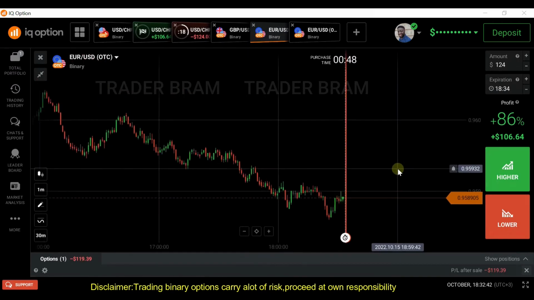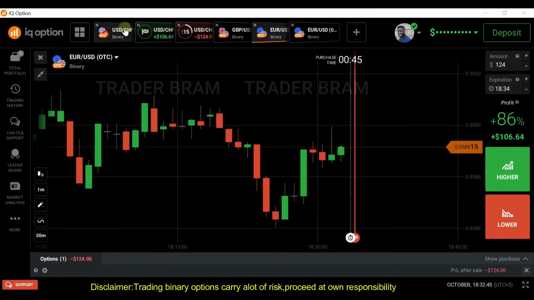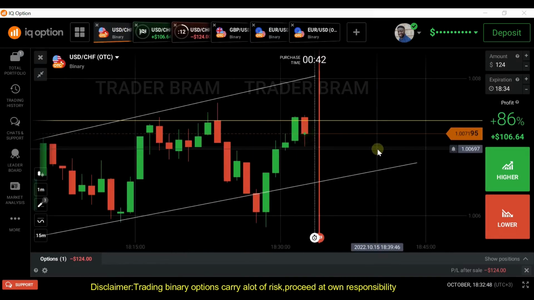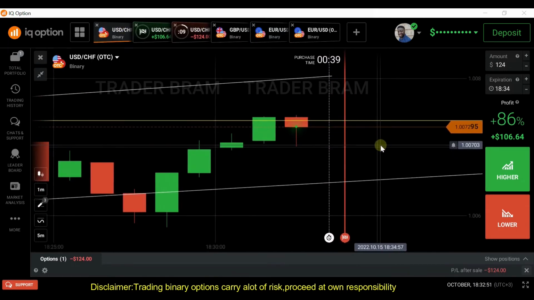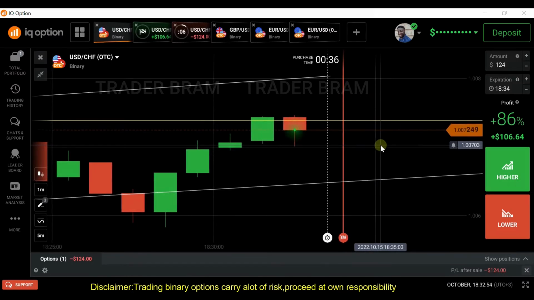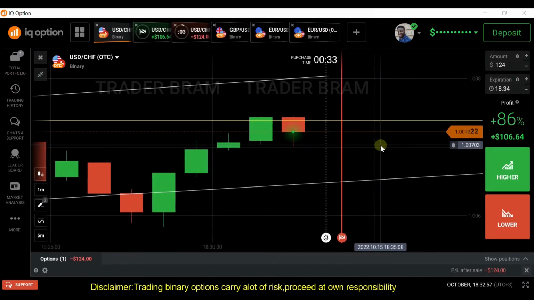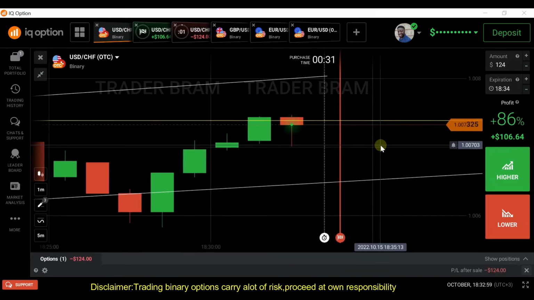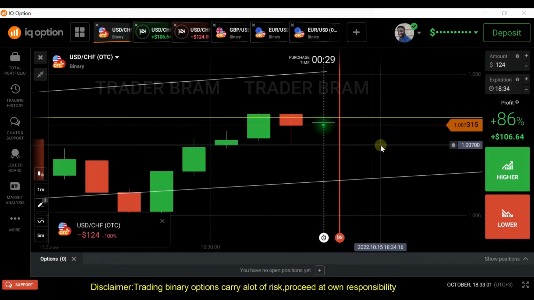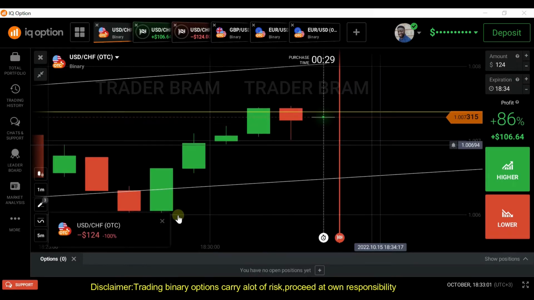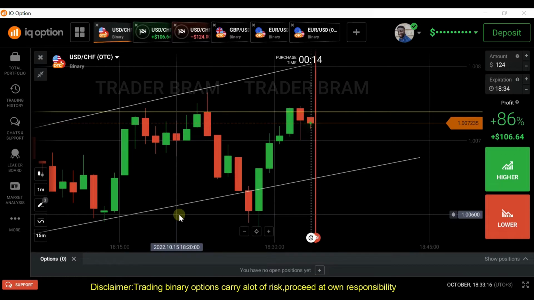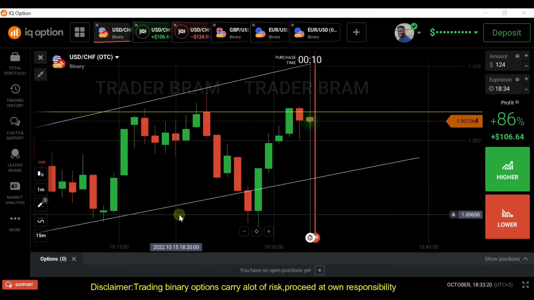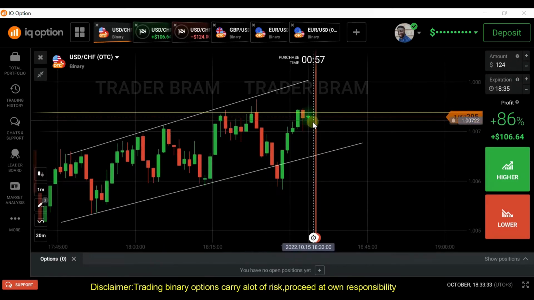Let's check on this other pair. Very bad market. I'll stick to this other pair. So let's see if the buyers can push again. So the buyers have failed to push up. So we wait and see what happens. So the sellers are, again we're getting a rejection.